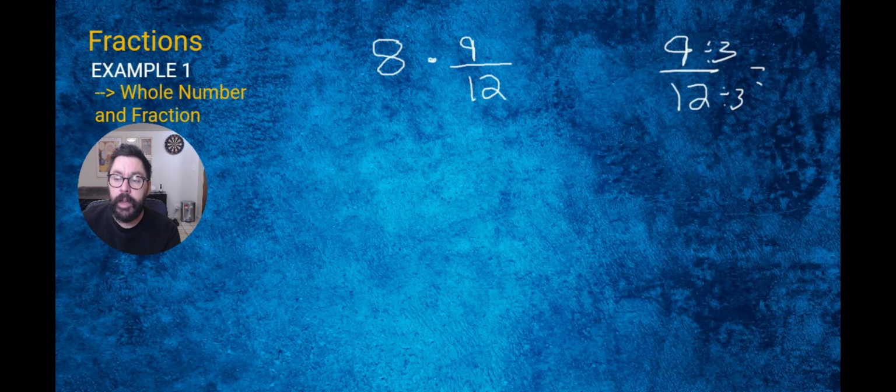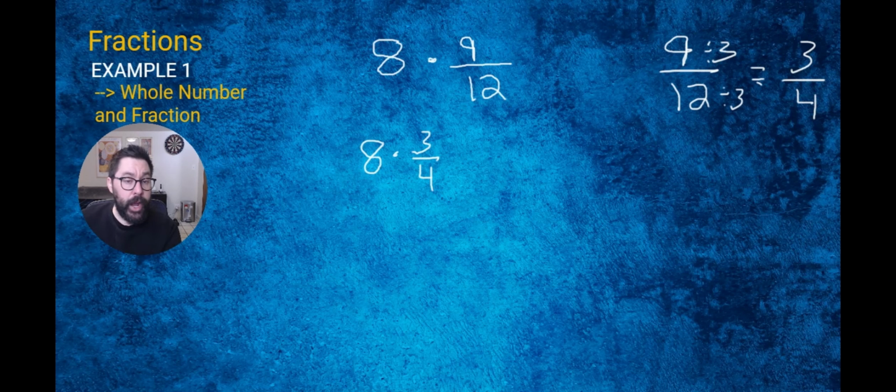And we're left with a 3 up here and a 4 down here. So really the problem we want to look at is 8 times 3/4. It's going to get us the exact same thing. It's just a simplified version. It helps make our calculations easier.